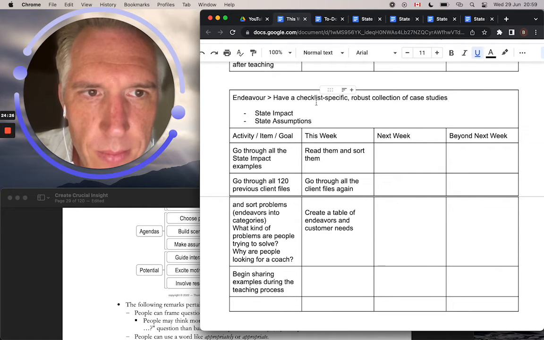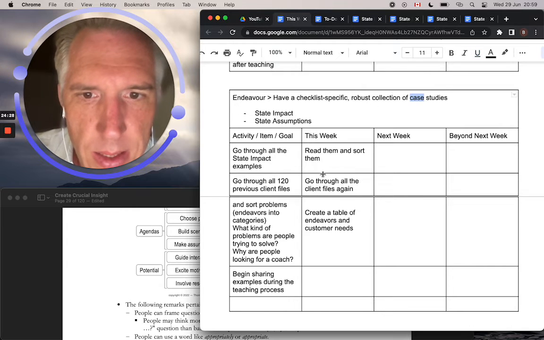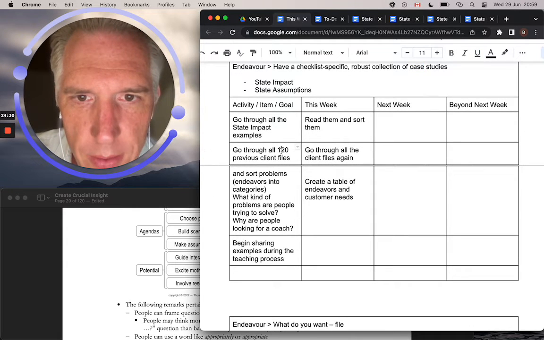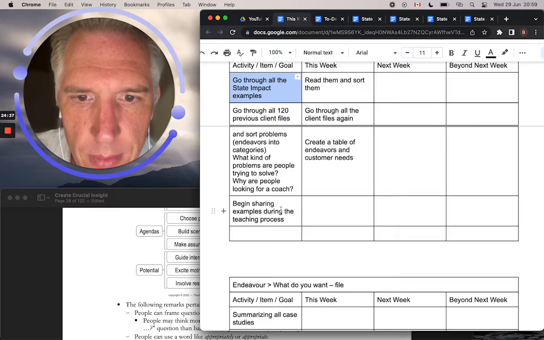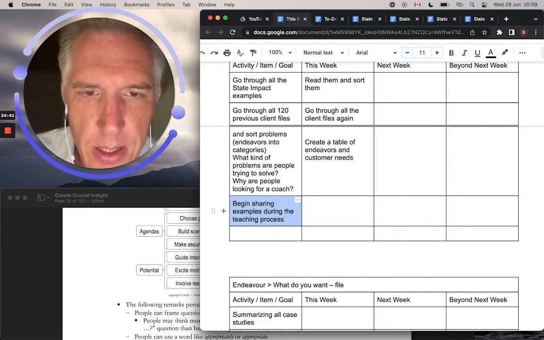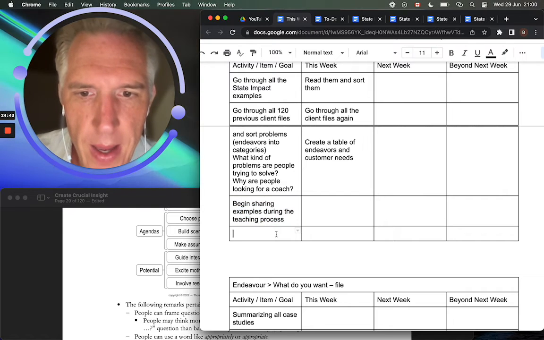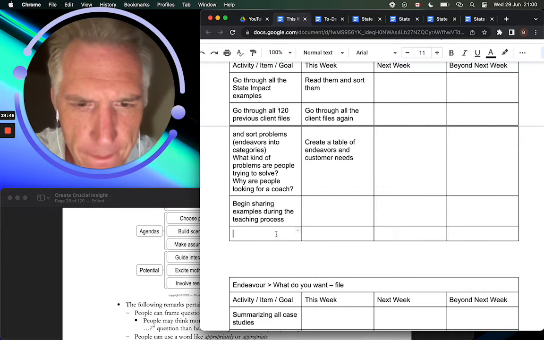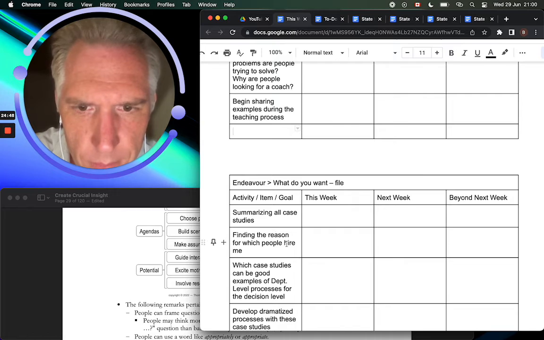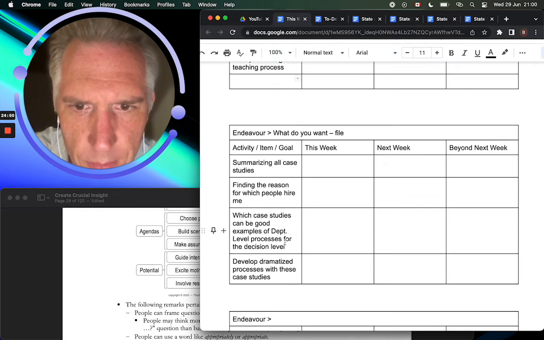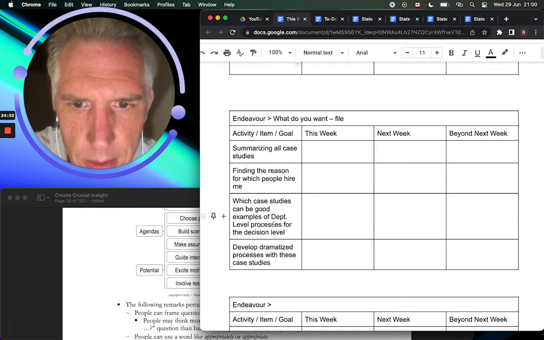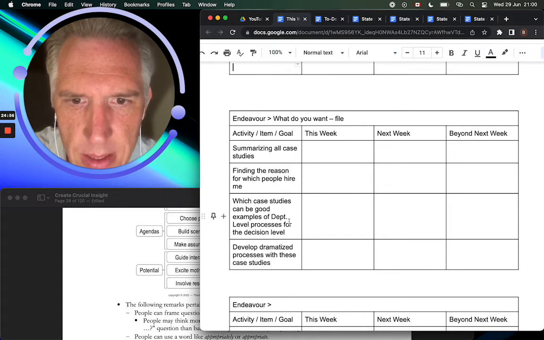And then we're talking about case studies. So I'm still going through the case studies. I'm still going through the state impact examples. And I haven't started sharing examples in the teaching process yet. And then finally, here it is: which case studies can be good examples for department level processes and decision level.